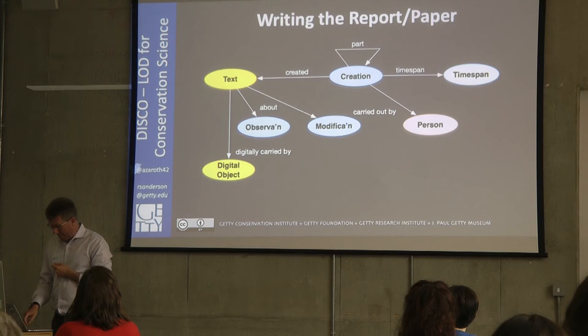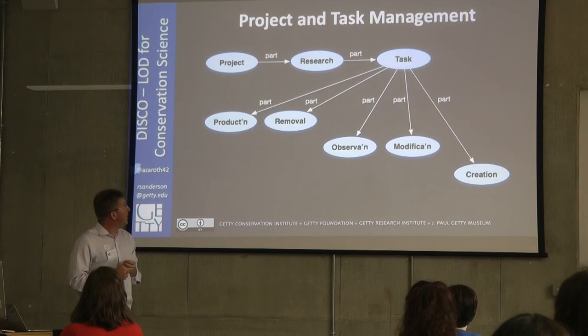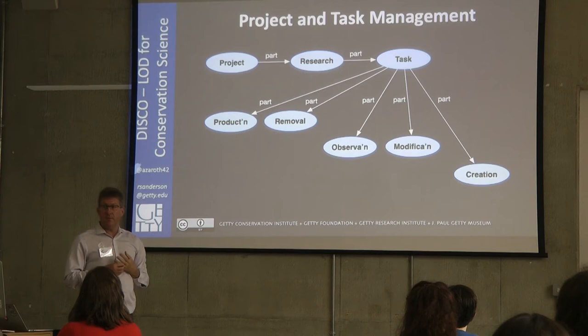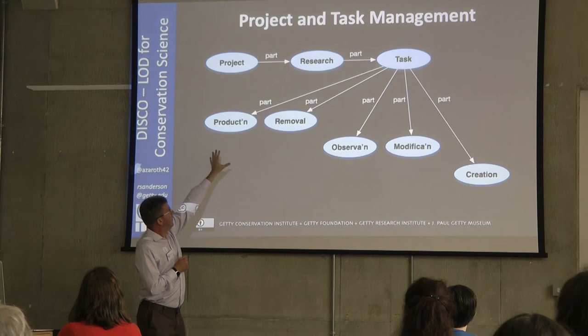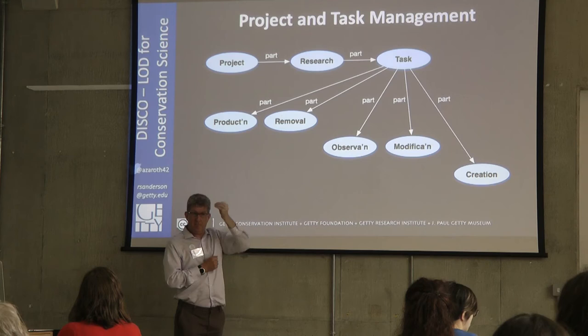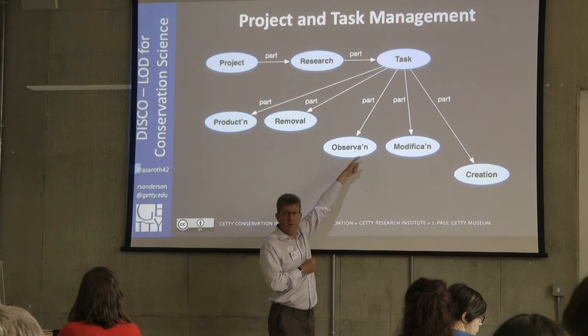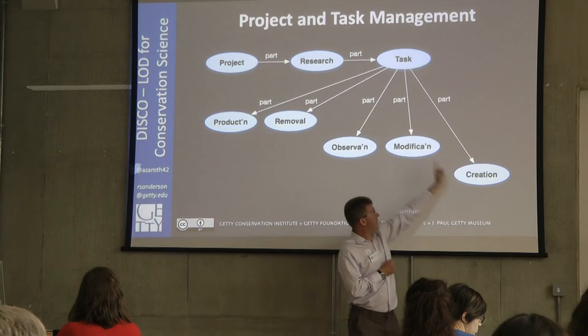So project and task management is really just the partitioning of the activities into more meaningful chunks. So we have projects that consist of research questions, that consist of tasks or experiments. Those experiments are typically either the production of an object or the removal of part of an object to generate the thing that you want to look at. Then some observation or comparison, some modification of it, and then eventually the creation of the text to describe what happened.